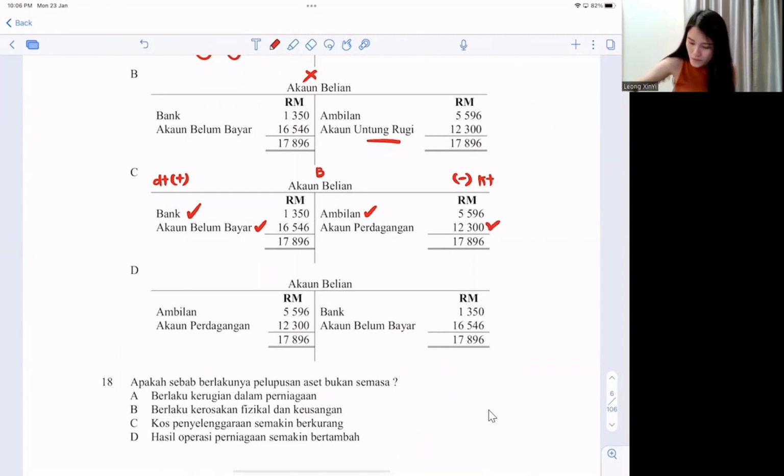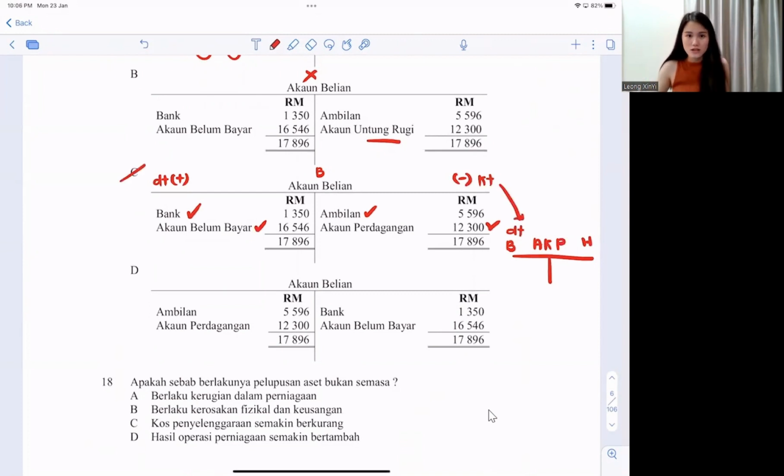Yes. Because when you do account perdagangan in the T form, belanja is debit side, hasil is credit. So you must make sure they are doing a catatan berguna. Credit will be brought into the debit side. So yes, it's the correct direction for your account perdagangan to sit on. Okay, so that's all for question number 17.